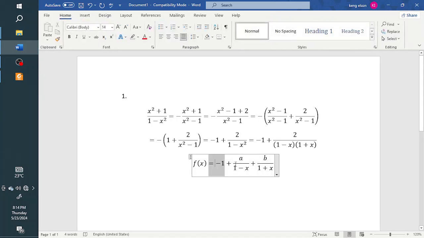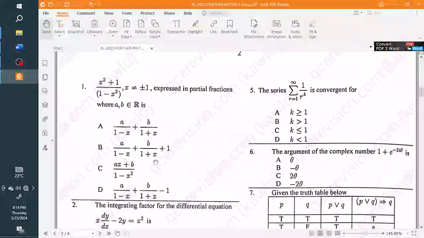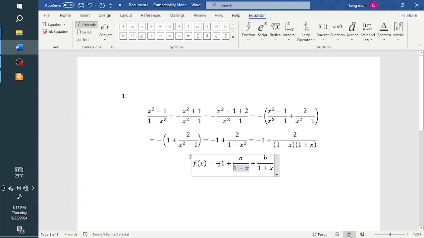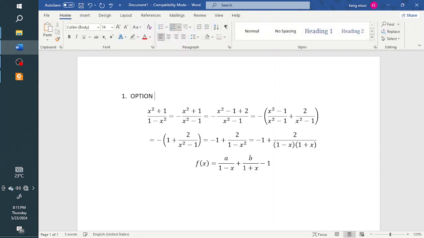So now this is our answer, so you need to run back to the MCQ and check which one is correct. Okay, so if you look at this MCQ, you realize that option D is correct, right? Because you have A on 1 minus x plus B on 1 plus x minus 1. I think that's what we have. I can just carry this minus 1 and then write it at the end. I've not changed anything. So we have A on 1 minus x plus B on 1 plus x minus 1. So question 1, option D. Okay, question 2.